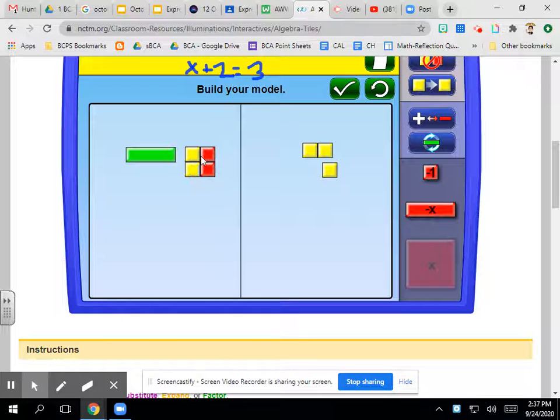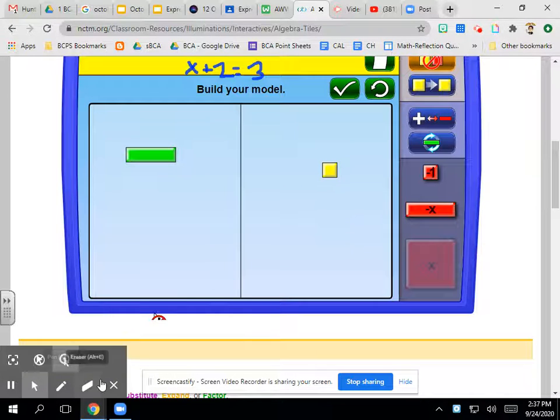But remember, whatever we do to the left side, we have to do to the right. So let's add the additive inverse here. And then go ahead and get rid of those zero-sum pairs. So you can see here we have 1x equals 1.